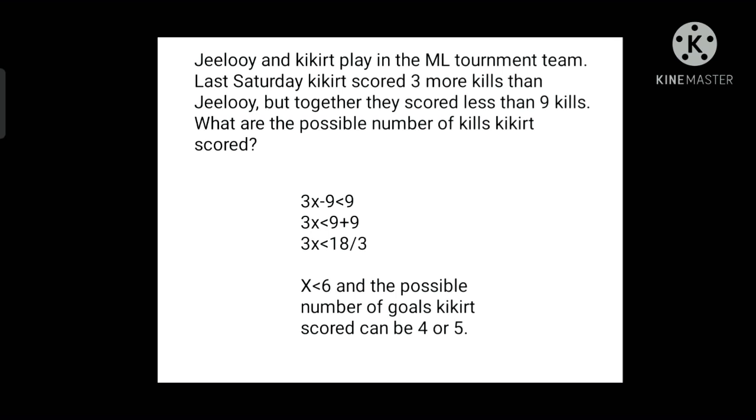From the words less than 9, 3x minus 9 is less than 9. Then transpose: 3x is less than 9 plus 9, since the negative, if we transpose, becomes positive. Then 3x is less than 18. Divide both sides by 3 to cancel out the 3, and x will remain. 18 divided by 3 is equal to 6. So x is less than 6, and since it is less than, the possible number of kills Kicker scored can be 4 or 5.